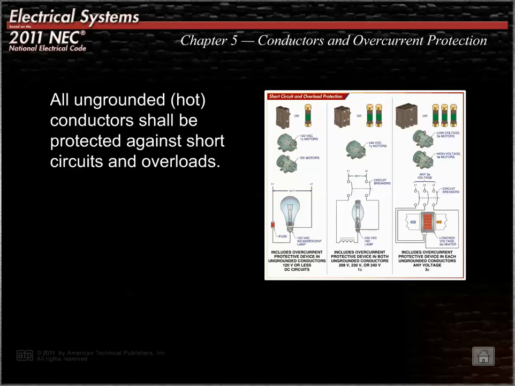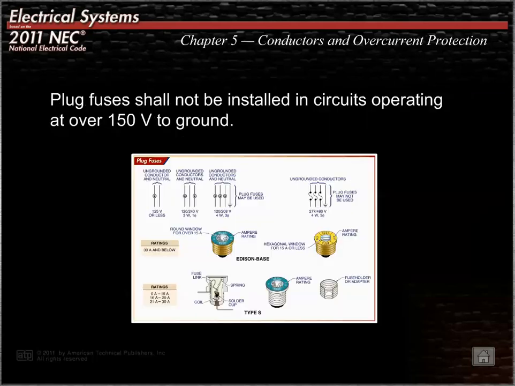2 overcurrent protective devices are required for single phase high voltage circuits, 208, 230, or 240 volts. Both ungrounded conductors are protected by an overcurrent protective device. 3 overcurrent protective devices are required for all three-phase circuits, any voltage. All 3 ungrounded conductors must be protected by an overcurrent protective device.